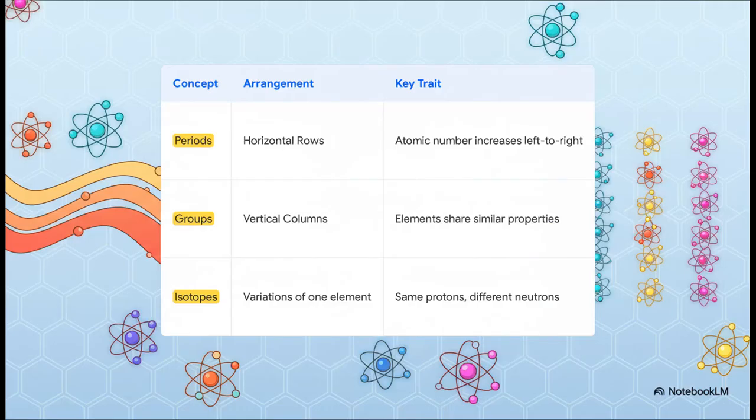All right, let's do a super quick summary of everything we talked about. So, periods are those horizontal rows. Groups handle vertical columns, जहाँ सारे elements एक family की तरह behave करते हैं. And finally, isotopes are just those special variations of a single element. So there you have it, your ultimate cheat sheet for the periodic table.